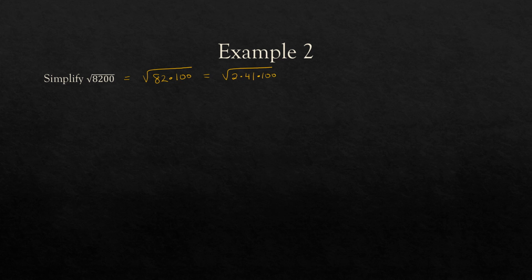Now 41 is not a perfect square, nor can I factor it much more. So I'm going to say that there's no perfect square in here between 2 and 41. But 100 is a perfect square. So I can take the square root of 100 and I get 10. Inside the square root, I'll have the 2 and the 41, which was 82. So simplifying, the square root of 8,200 will be 10 square root of 82.